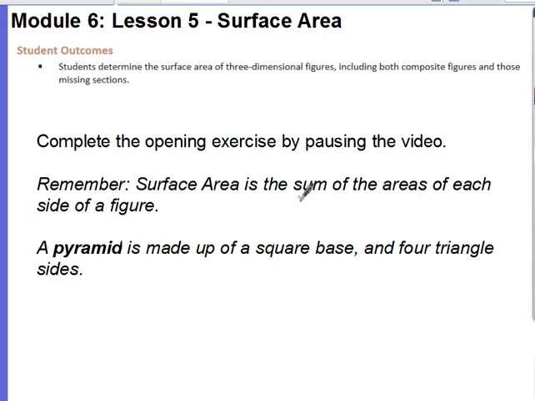want to do is pause the video while you complete the exercise. What you also need to remember is that surface area is the sum of the areas of each side of a figure. So your figure is a pyramid, and a pyramid is made up of a square base and 4 triangle sides where the triangles are all the same. So go ahead and pause the video and complete the opening exercise, and then unpause it when you're ready to begin.